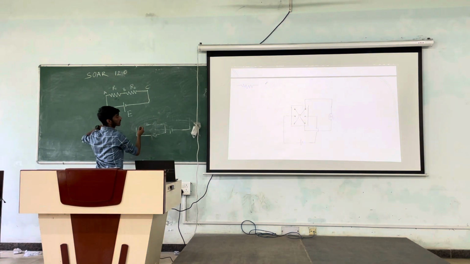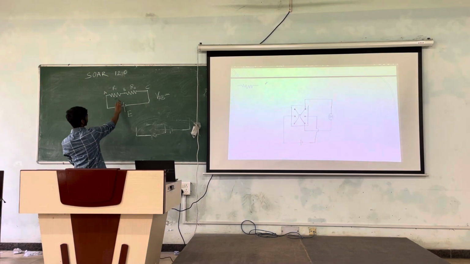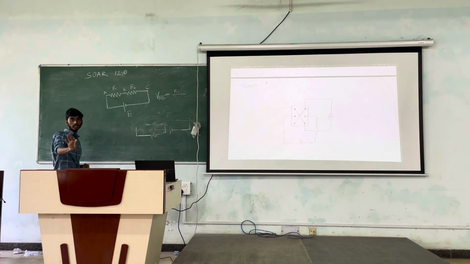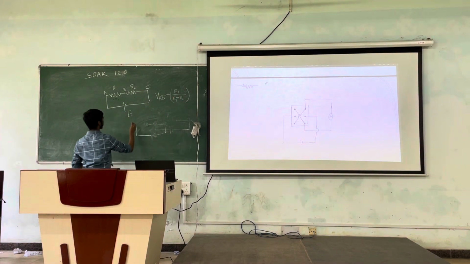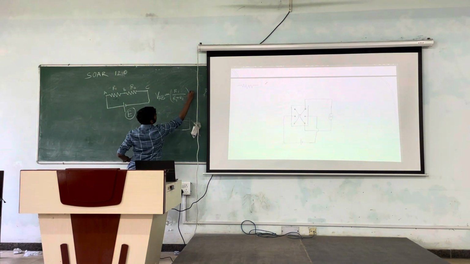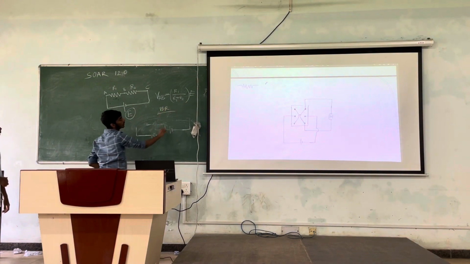So we can say that VAB is equal to R1 by the series combination R1 plus R2, multiplied by this EMF which is applied across both resistors. So multiplied by EMF. So this is the voltage division rule.